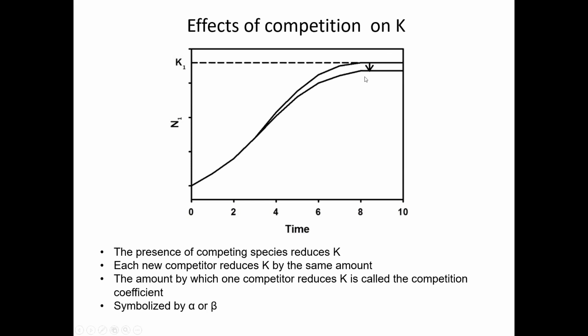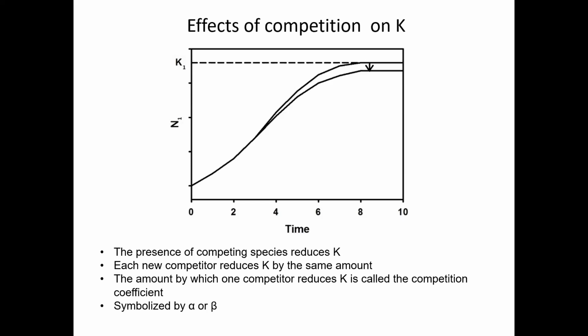Okay. Now, the amount by which a single competitor reduces carrying capacity is called the competition coefficient. And we usually symbolize that by either alpha or beta. Right, and we'll talk about this a little more in a minute. But the important thing to understand is that if a competing species holds a big territory, it might reduce your carrying capacity by the equivalent of more than one of your species.